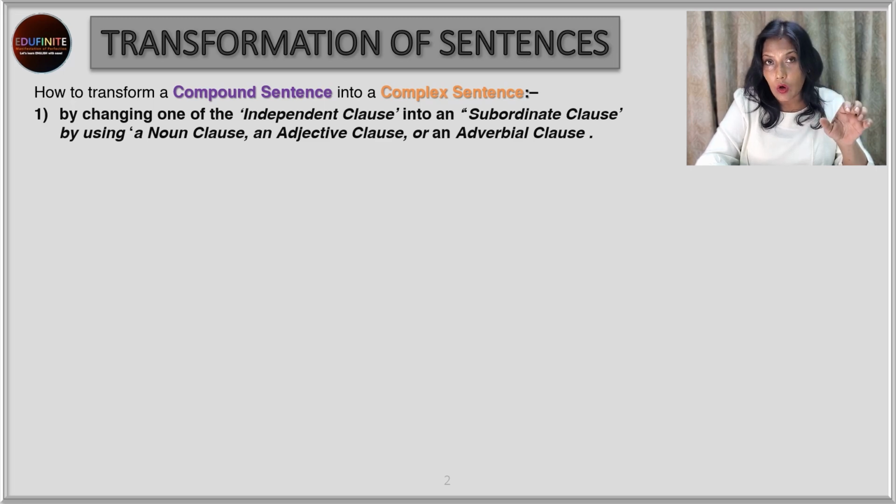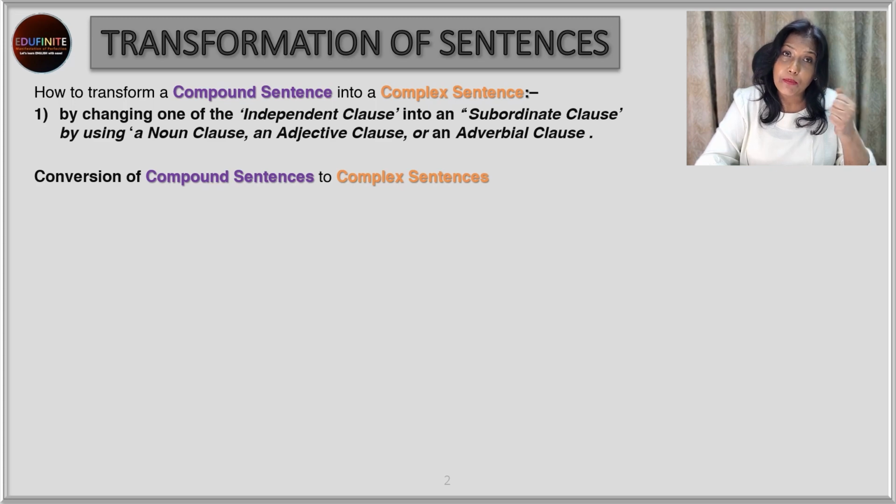A noun clause is a clause which acts as a noun in that particular sentence, and an adjective clause is a clause that tells us more about the noun of that sentence. So it acts as an adjective. And an adverbial clause is a clause that acts as an adverb in that sentence. That means it tells us more about the verb of that sentence, like about the time, place or condition or the reason why that action took place, as the adverb does always in a sentence.